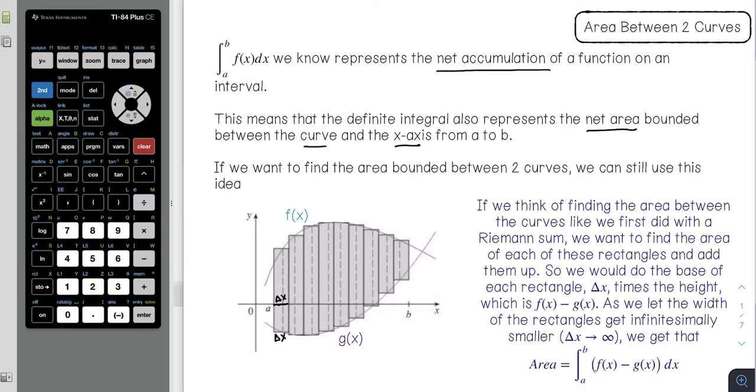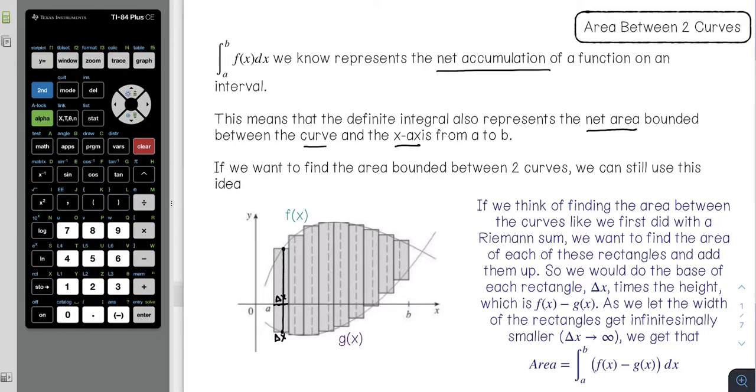And then we would want to multiply that times the height. So in this case, that would be, right, this line here. So in this case, that would be the top function, f of x, minus the bottom function, right? The difference between them is the distance between them.